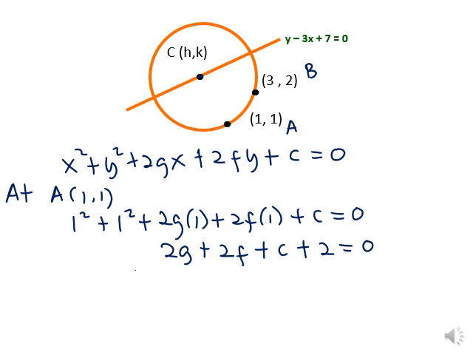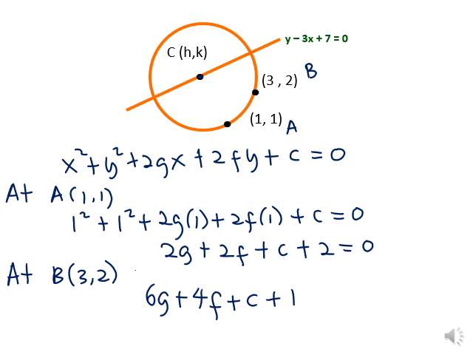Then we're going to substitute the second point into the general equation where we have the point B, (3, 2). So we substitute x equals 3 and y equals 2 until you can get the equation of 6g plus 4f plus c plus 13 equals 0.